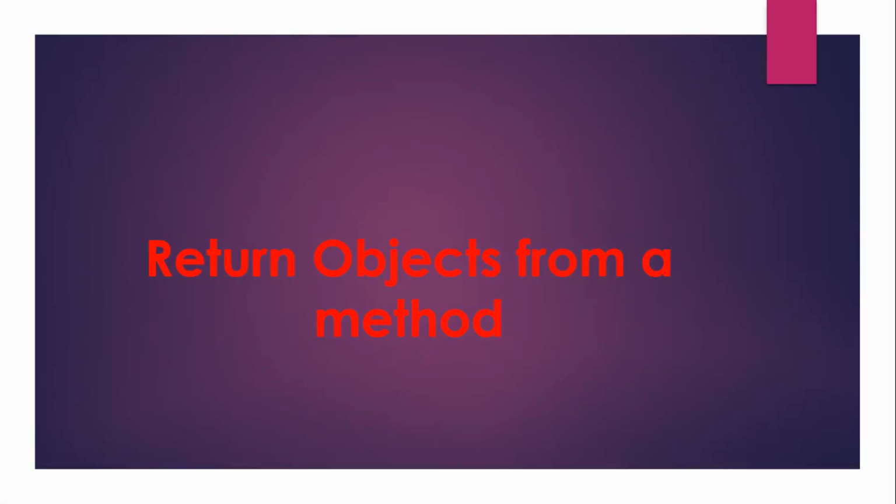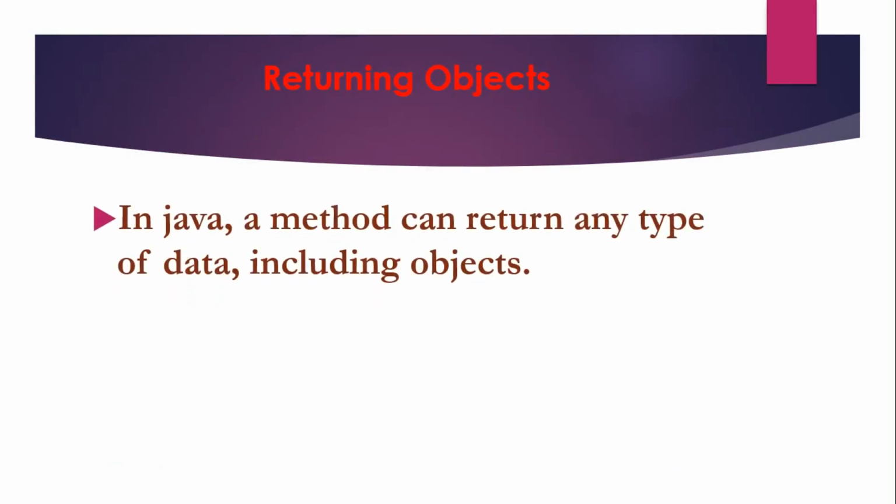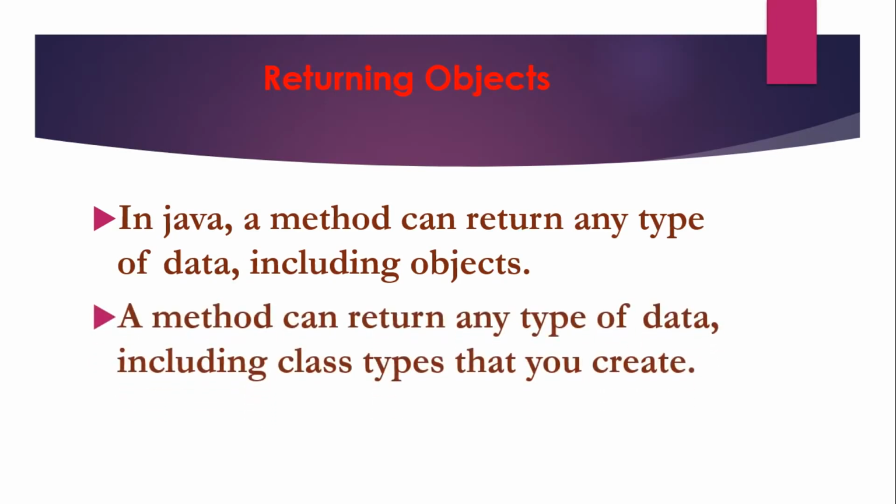Discussing the return objects from a method. So what is returning objects? In Java, a method can return any type of data including objects. A method can return any type of data including class types that you create. So these are the returning objects.